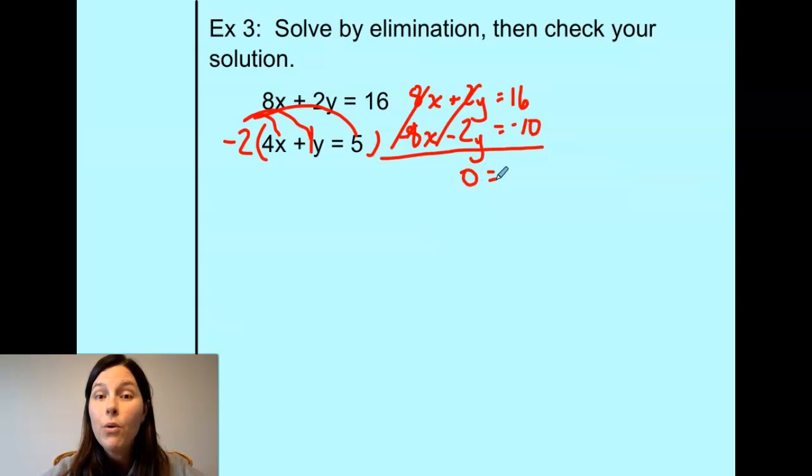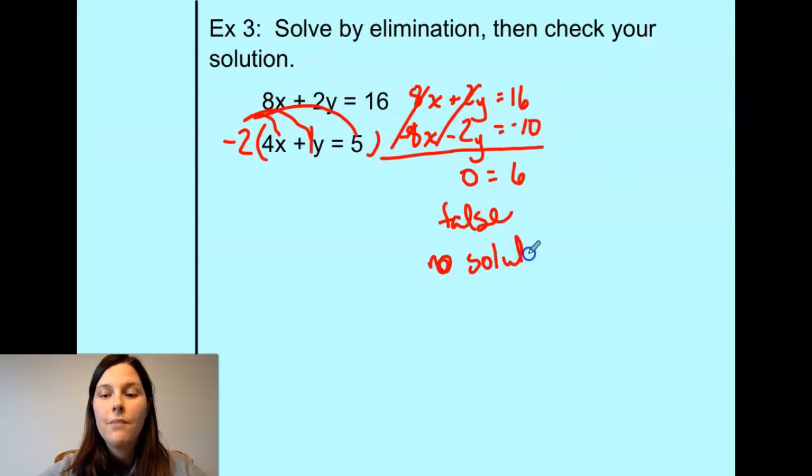Now, both of my variables disappeared, so this is a special solution. Let's take a look at what happens on the right side. 16 minus 10 gives me 6. So when all of my variables disappear, I ask myself if the equation is true or false. 0 equals 6 is false. So this means that these two lines would be parallel, which means they do not meet, so they have no solution.